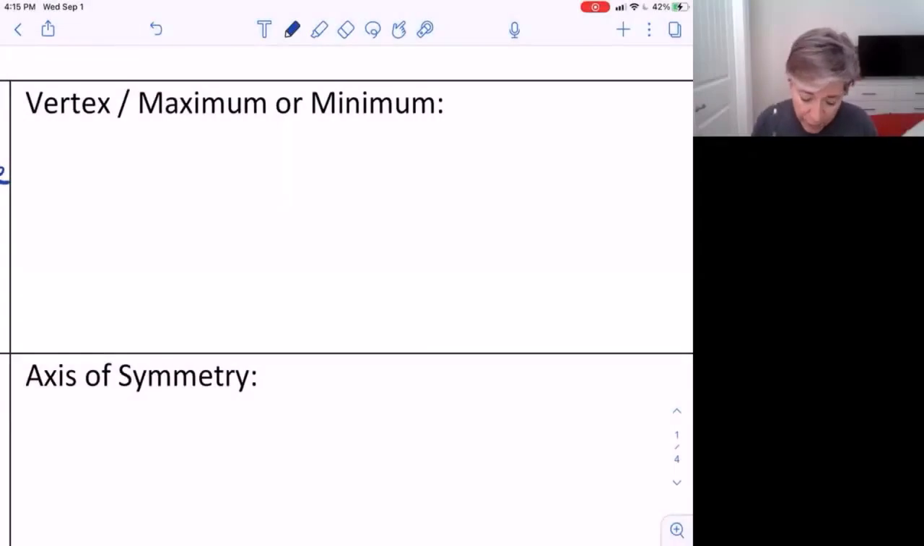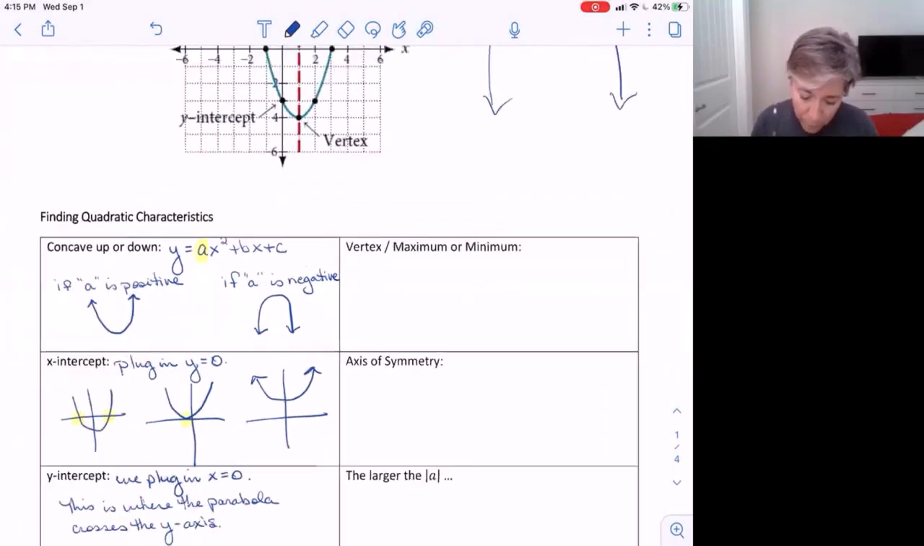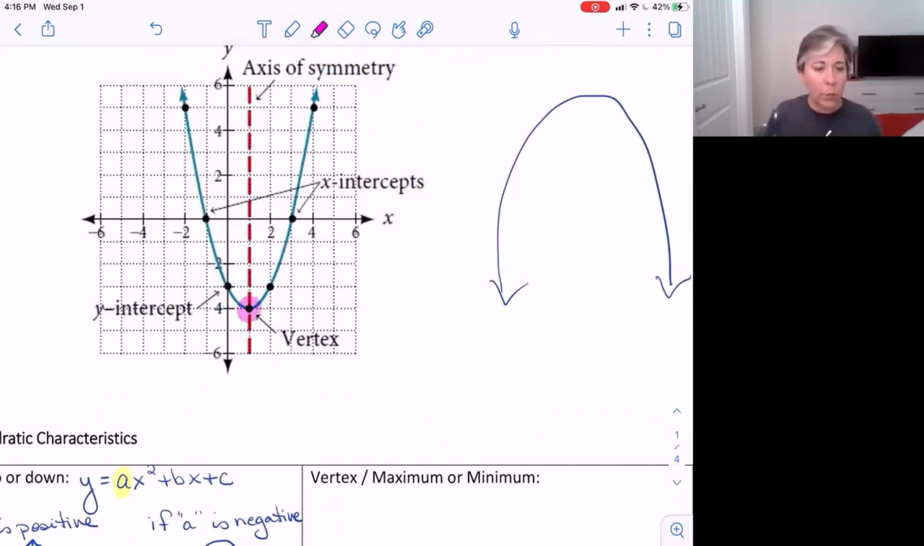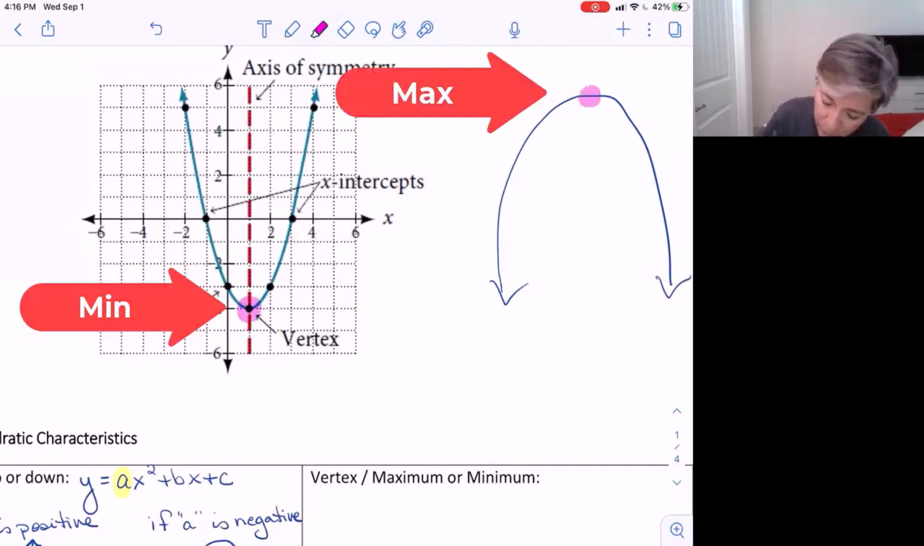Now, the vertex, or maximum or minimum. If we notice our pictures here, it would be the lowest point, so a minimum, if it is opening up, or it'd be the highest point, or the maximum, if it's opening down. So you can visualize if it opens up, you're going to have a bottom point. If it opens down, you're going to have a top point. These points or turning points where it changes directions is called the vertex.